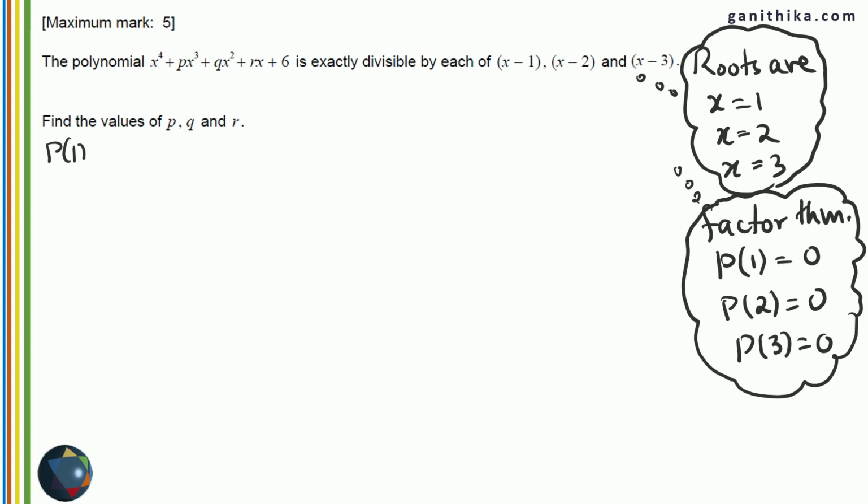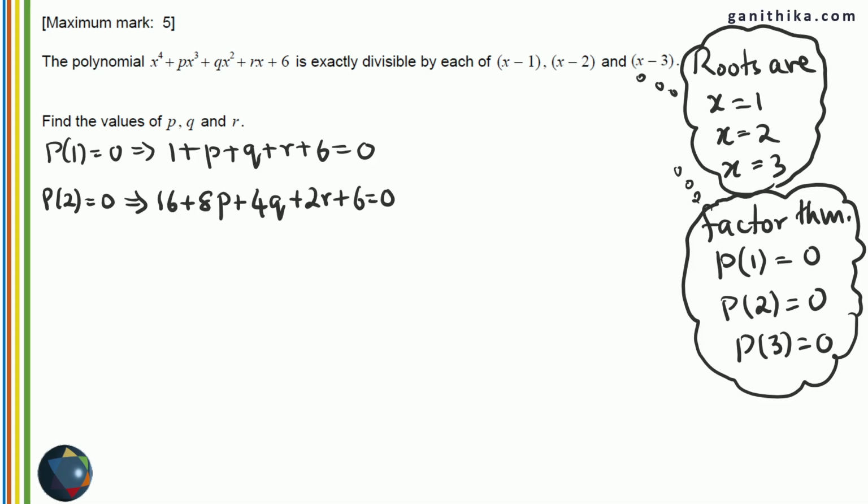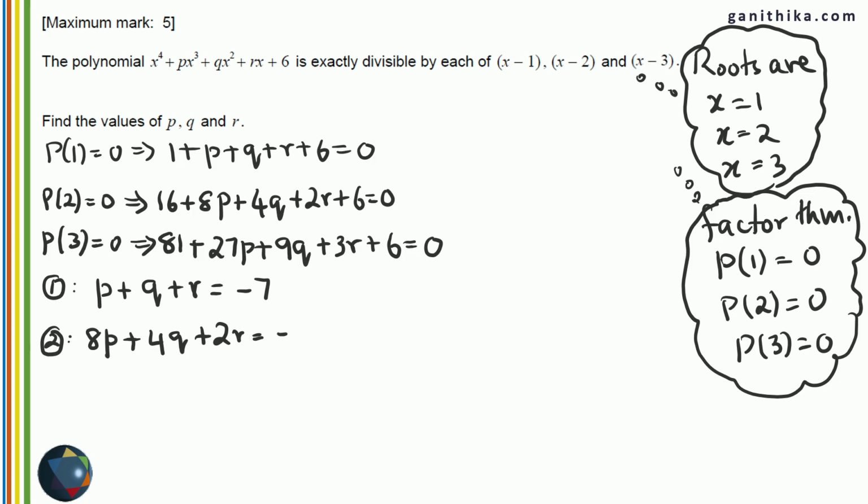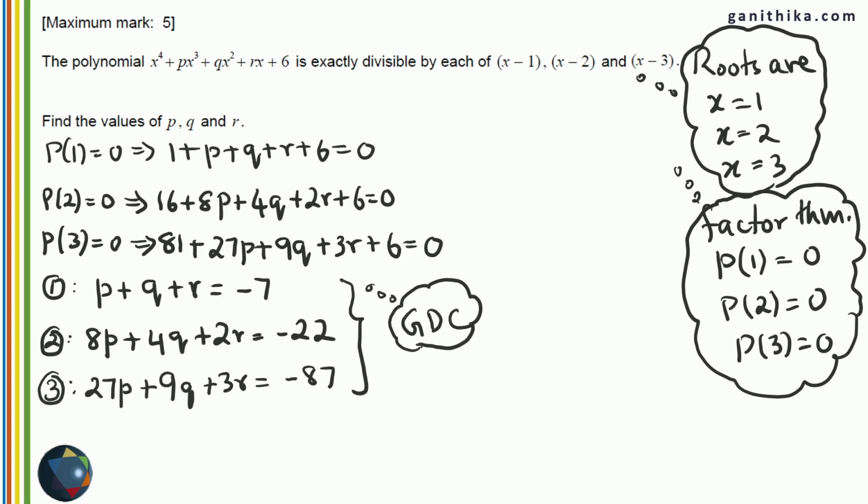p of 1 equal to 0 will give you 1 plus p plus q plus r plus 6 is equal to 0, substituting x is equal to 1 in the given polynomial. Next is substituting x is equal to 2 in the given polynomial and equating it to 0, you will get this equation. Next, for p of 3 equal to 0, you will get this third equation. Simplify all these three equations into three simultaneous equations. First equation, second equation and third equation. We have to solve these three equations using GDC now to get p, q and r values.